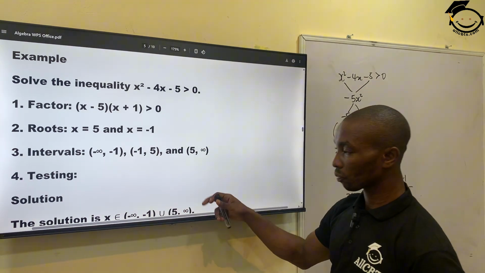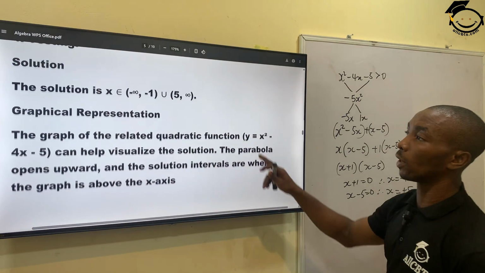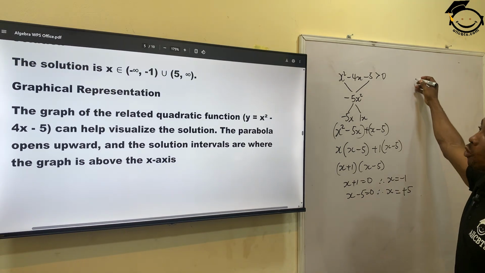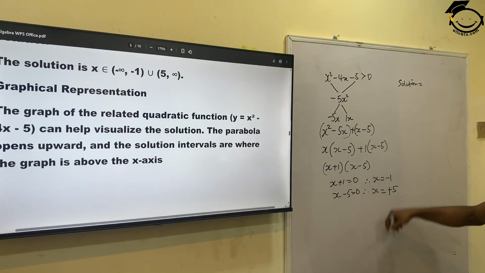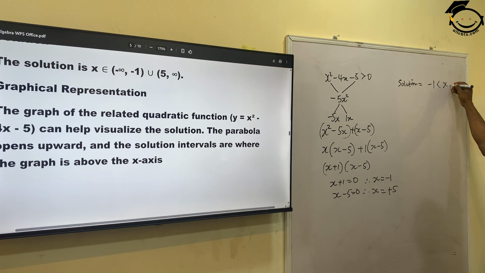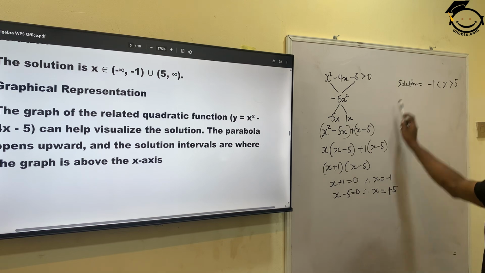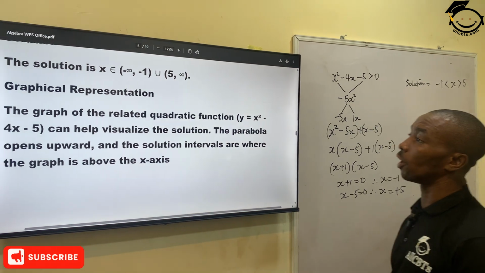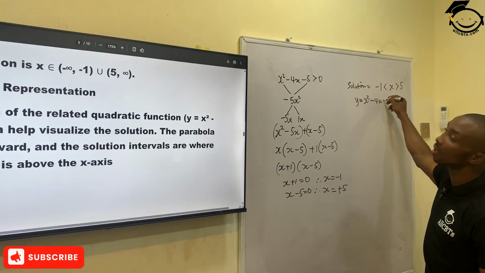All right, now for the solution of this, our solution will become minus 1 and 5, and that will be the solution of our equation. Okay, now the graphical representation of this will be y equals x squared minus 4x minus 5.